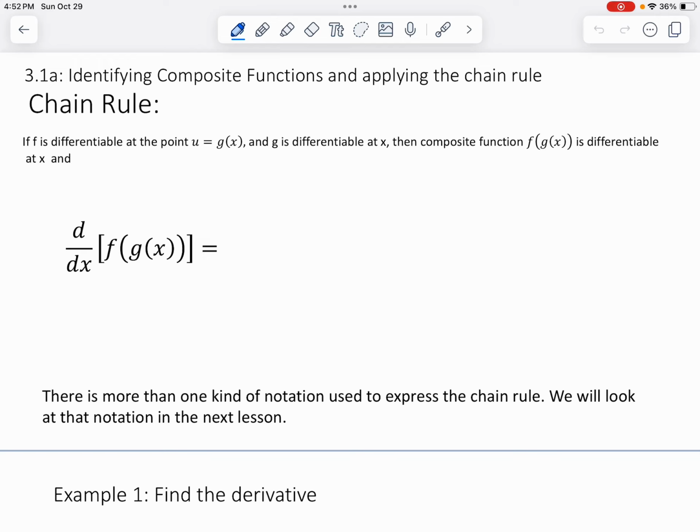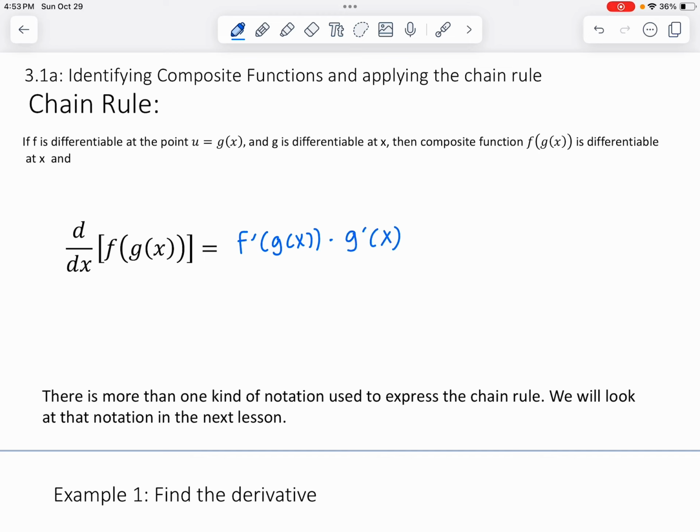So let's just look at the definition here. This says if f is a differentiable function at the point u equals g of x, and g is differentiable at x, then the composite function f of g of x is differentiable at x, and the derivative of f of g of x is f prime of g of x times g prime of x.